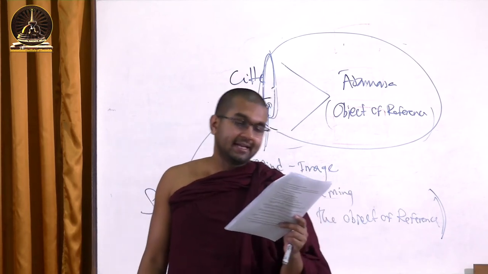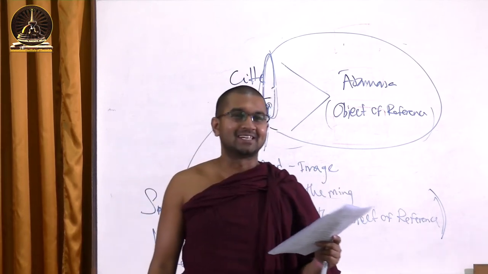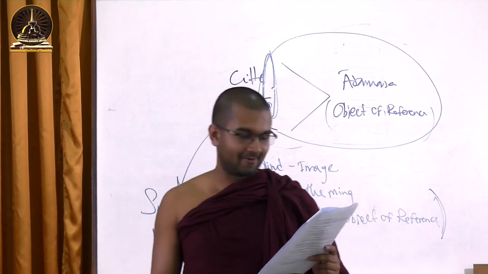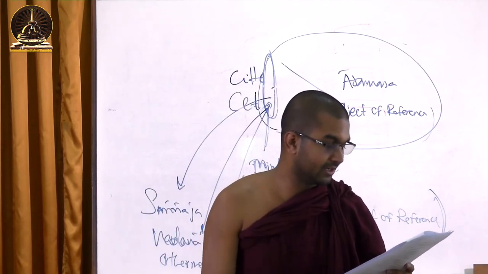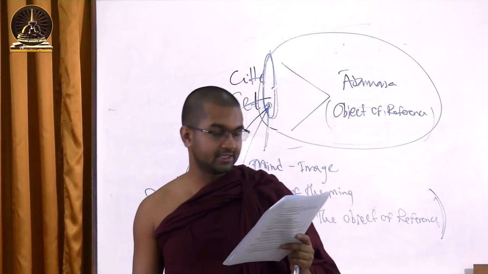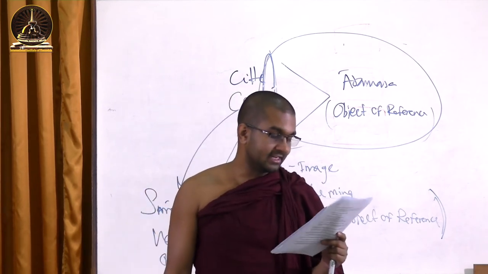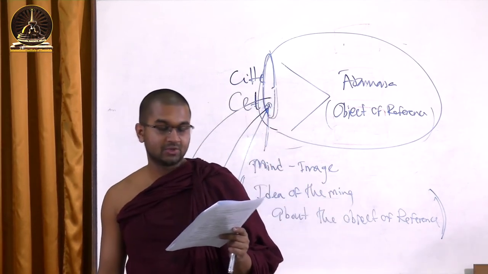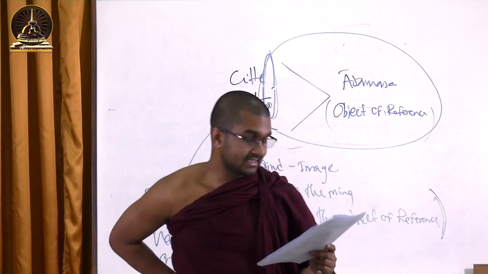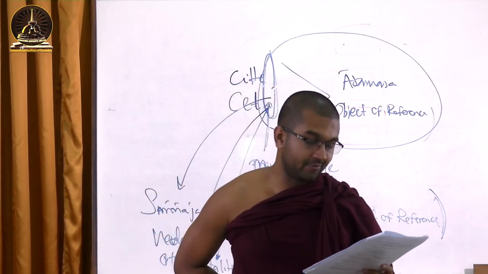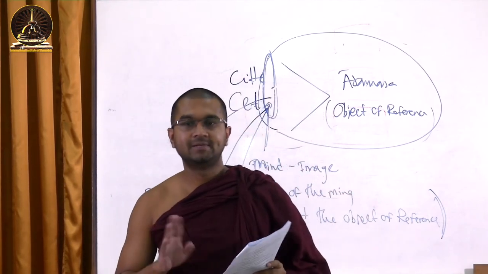Cittas that can take only kamavacara objects: there are 25 cittas. What are they? Two each of cakkhu, sota, ghana, jivha and kaya vinnanas; then the sampaticchana cittas, two; and one pancadvaravajjana citta; and three santirana, eight mahavipaka, and one hasituppada. They have their objects accordingly.